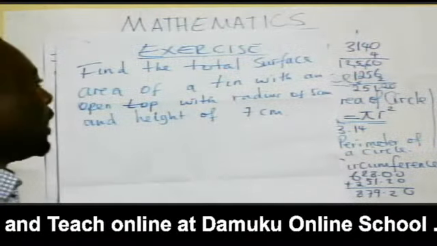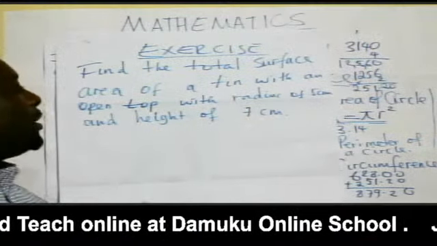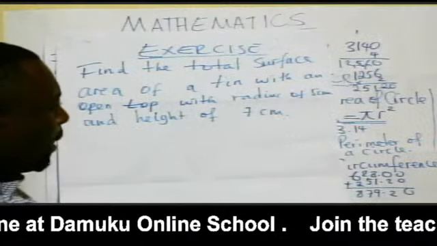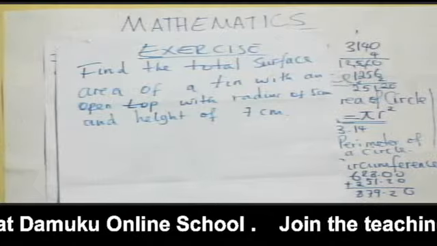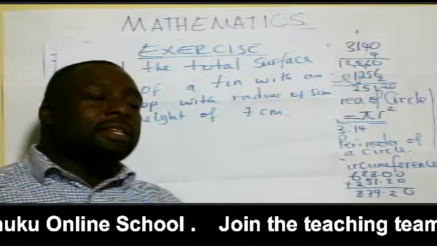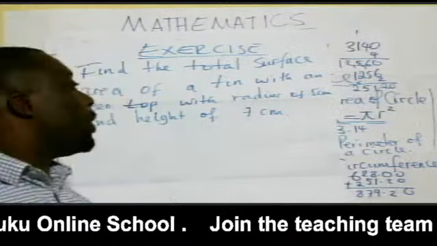Let's see how you can find the total surface area of a tin with an open top, with a radius of 5 centimeters and a height of 7 centimeters. Okay, so let me see how you can handle this.